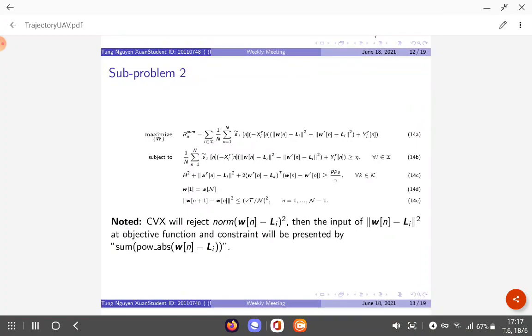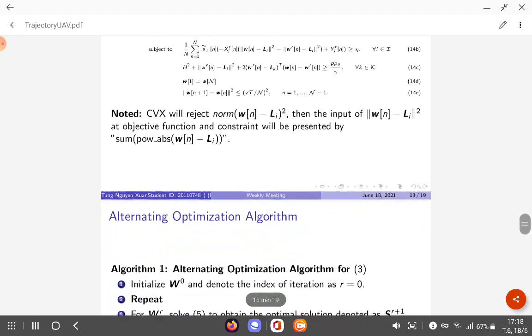So this problem can be solved by CVX, but when I solve this problem, CVX will reject the norm of distance. So I will use the sum of powers of distance to represent the vector of distance between the UAV and the user.